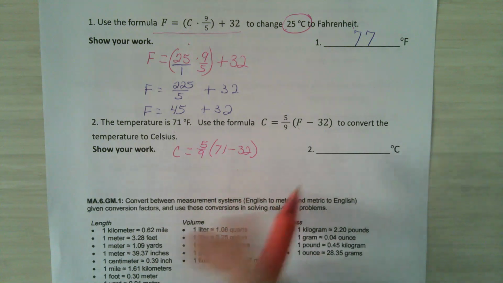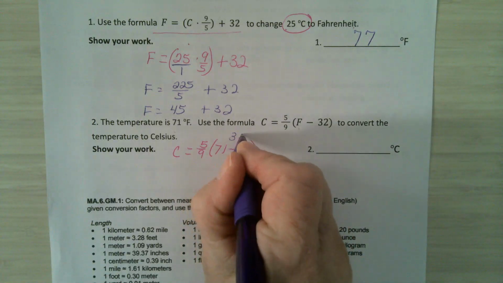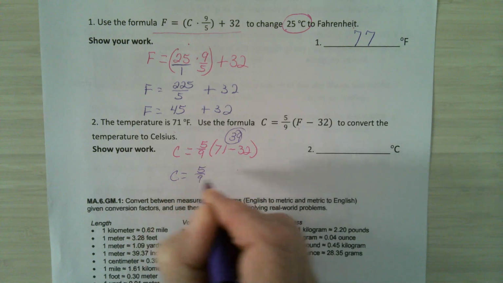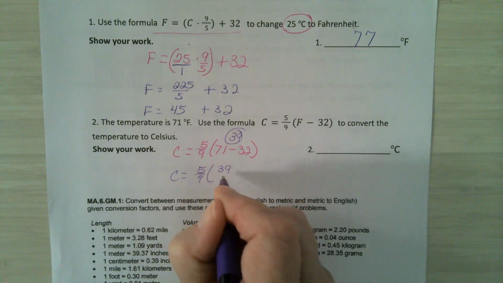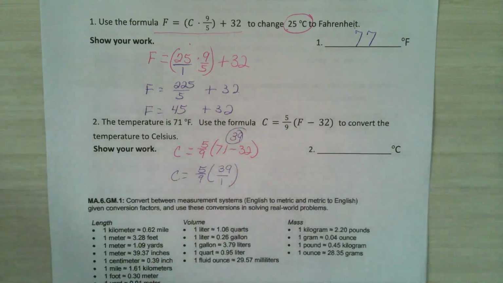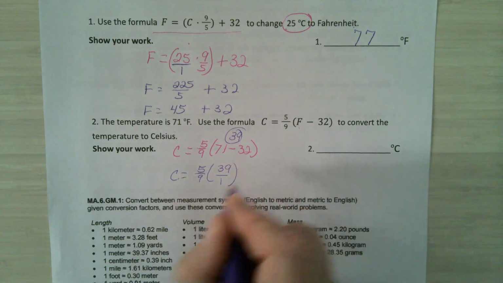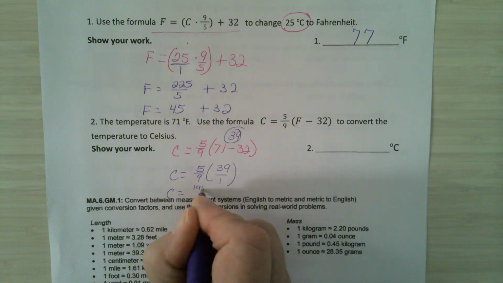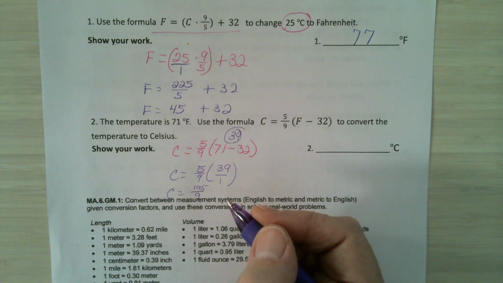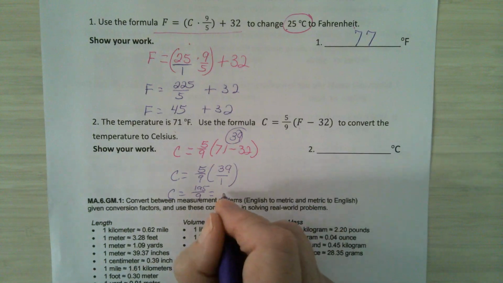The first thing you do is 71 minus 32. That'll give you a 39. Okay? Now you multiply 5/9 times 39. Gently pick it up and put a 1 under it. Okay? Now, you can take 39 times 5 is 195 over 9. And 195 divided by 9 will give you 21, and you have a remainder of 6.